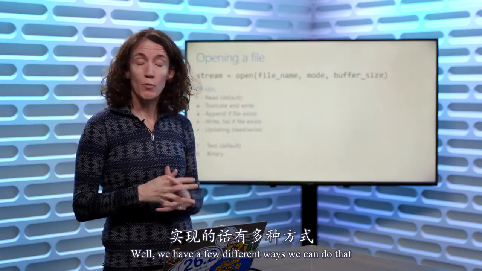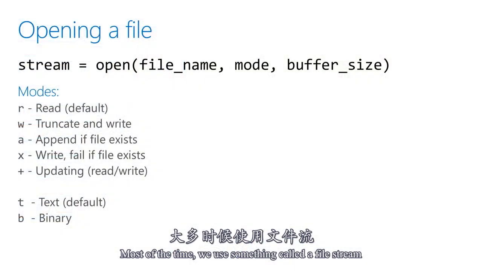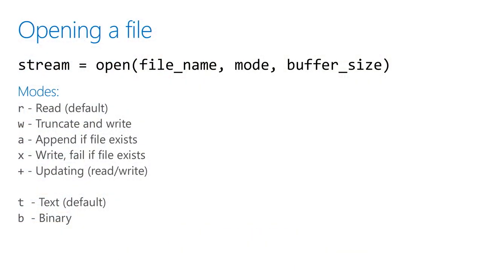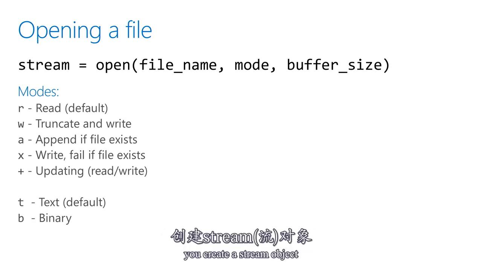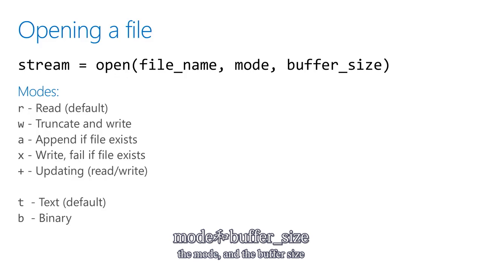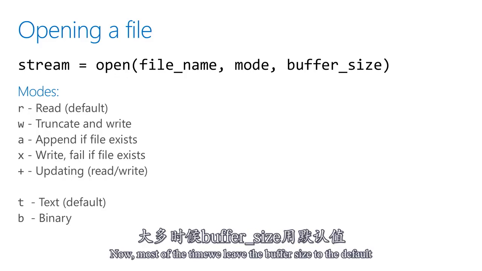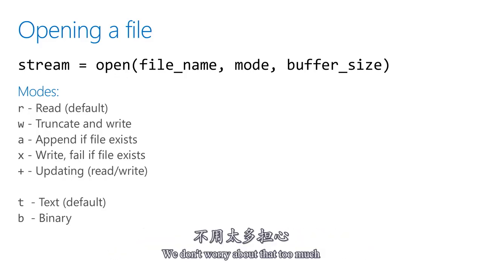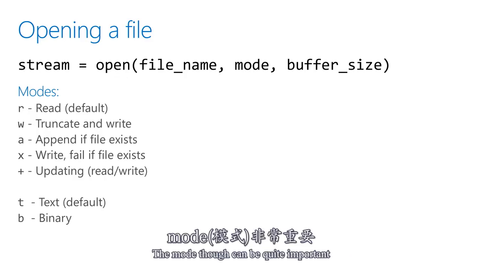Well, we have a few different ways we can do that. Most of the time we use something called a file stream. So if you want to open up a file, you create a stream object, and you specify the name of the file you want to open, the mode, and the buffer size. Now, most of the time we leave the buffer size at the default, so don't worry about that too much. The mode, though, can be quite important.